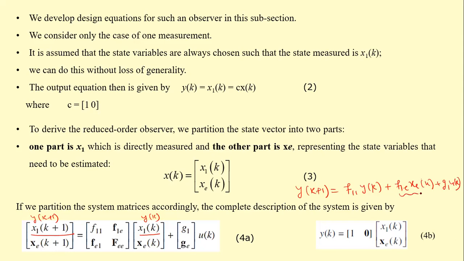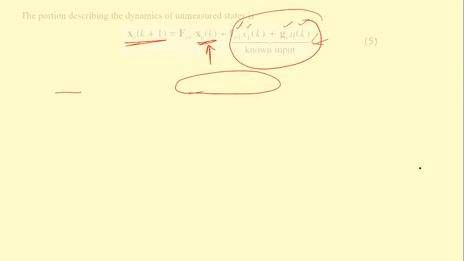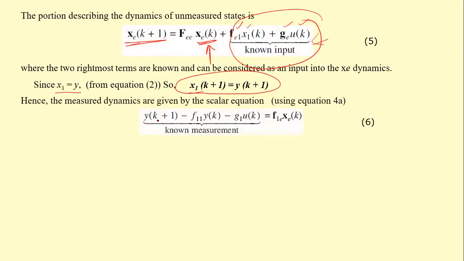Okay, this part has the unmeasured state. So remember this one, yk plus 1 is equal to f11 yk and this one, right? So this equation has been simplified here. We have the same equation written here in terms of the unmeasured states, right? So here all these are known to us, because yk plus 1 is equal to x1k plus 1, right?